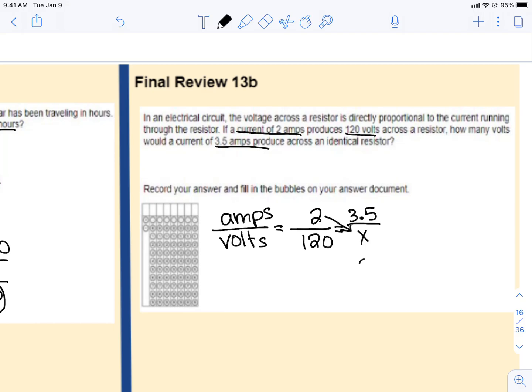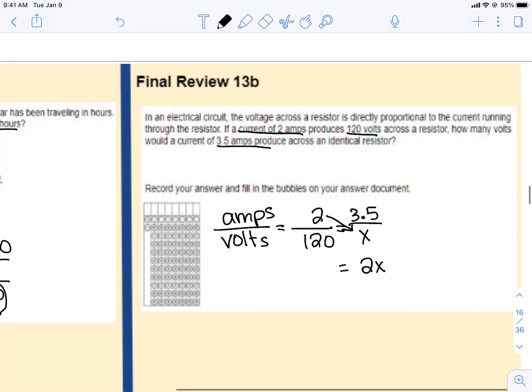So 2 times x is 2x. 3.5 times 120 gives us 420. And again, I want to get x by itself, so I divide both sides by 2. 2x divided by 2 is x. 420 divided by 2 is 210.